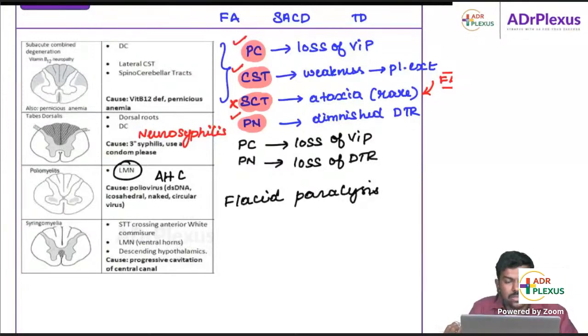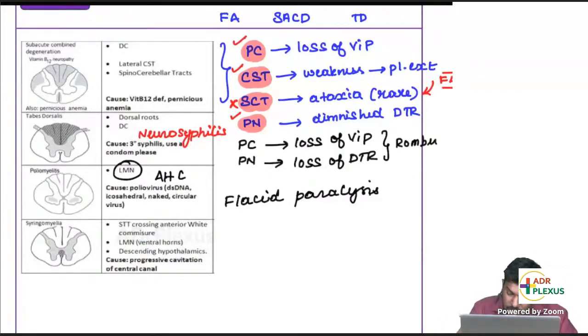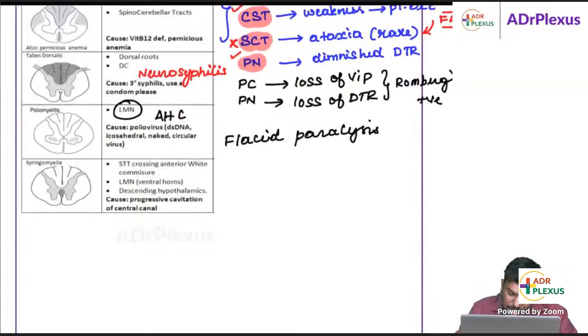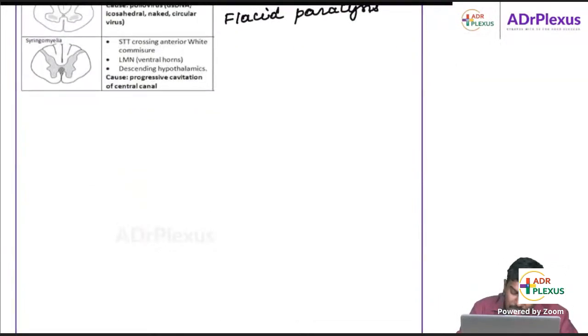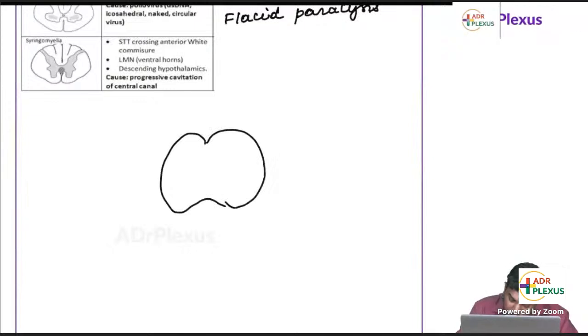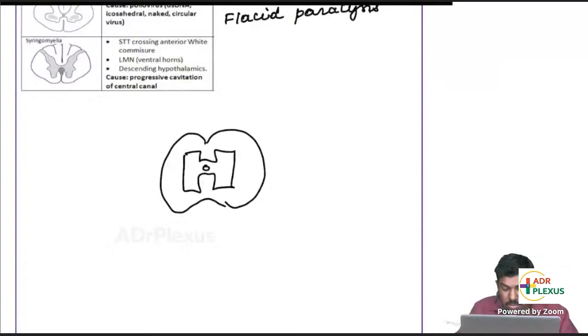Flaccid paralysis. Okay. And here again, the patient is going to have a positive Romberg sign. Romberg's positive. Okay. Then syringomyelia. Syringomyelia is called central cord syndrome. So if this is the spinal cord, this is going to be the gray matter. This is the central canal. Okay. Now what is going to happen?